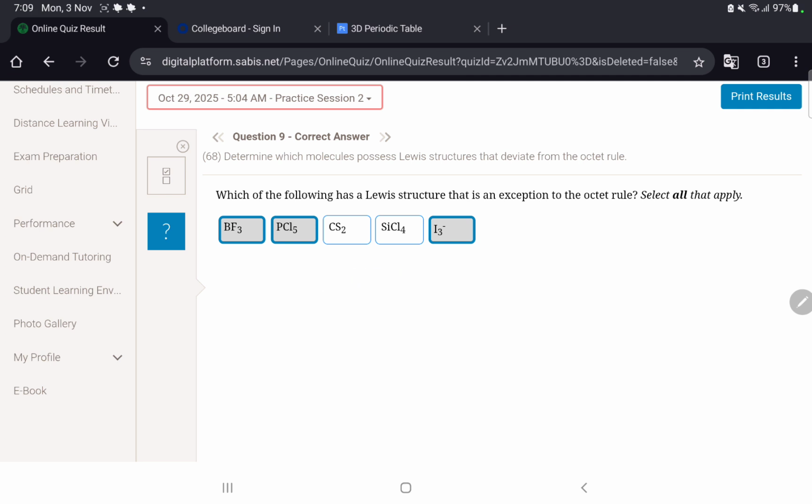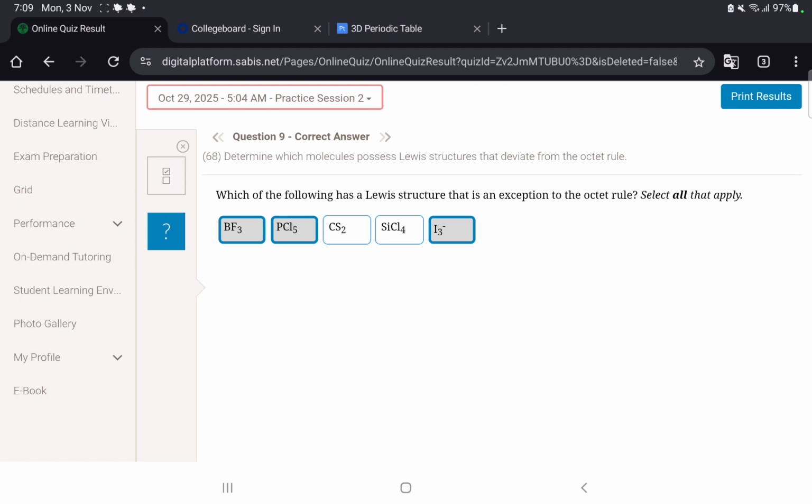I3 minus is the same thing. You'll have extra electrons, which is why I3 minus is an exception to the octet rule. You also have the 10 electrons on the I. And that's pretty much it for here. C is normal, SiCl4 is normal. We're fine with that. Let me also give you the resonating structures while we're here.